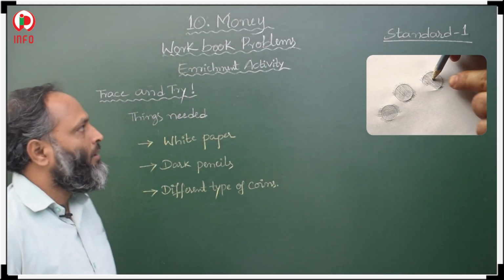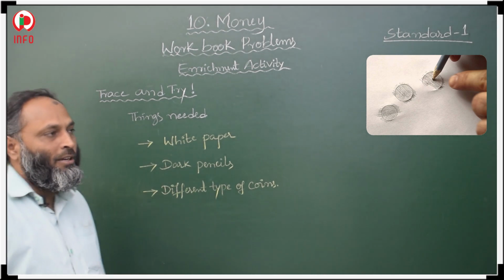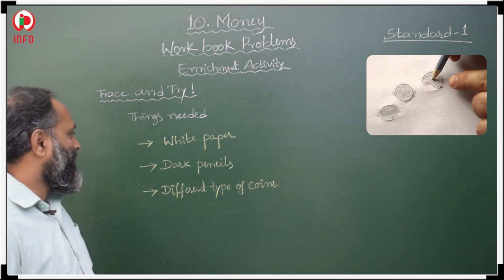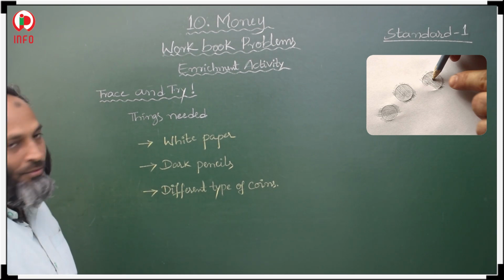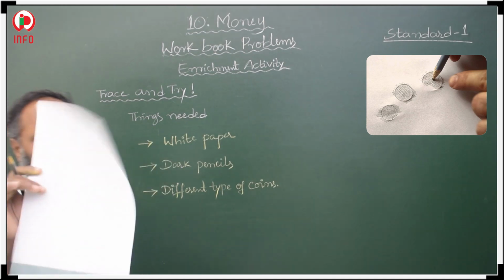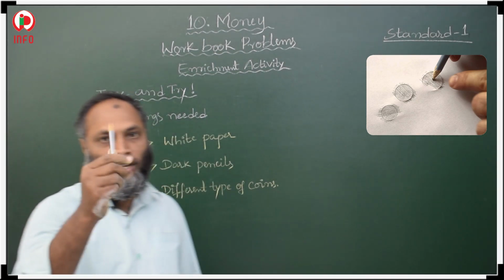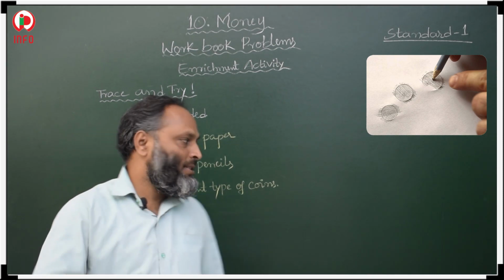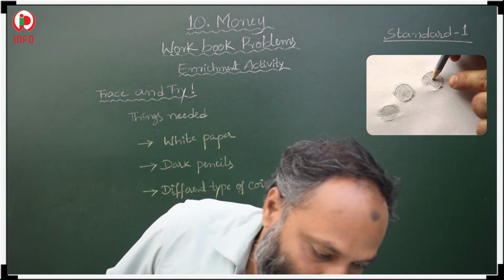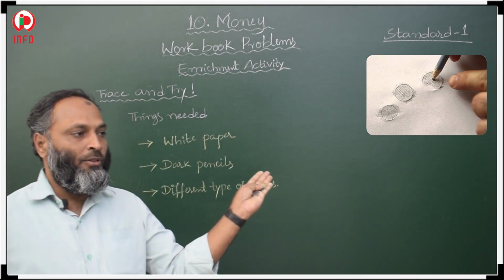Now see here, in this enrichment activity, what are we going to do? We are going to do trace and try. First of all, what things do we need for this activity? We need white paper, one dark pencil, and different types of coins.